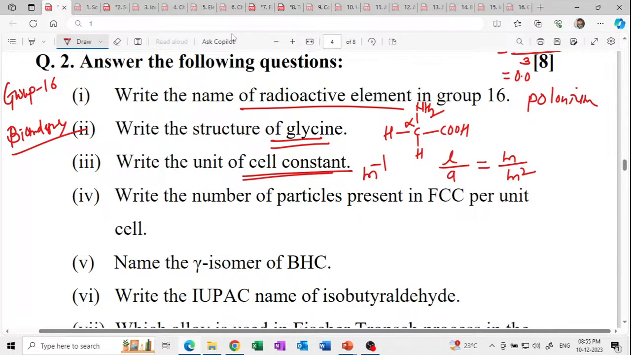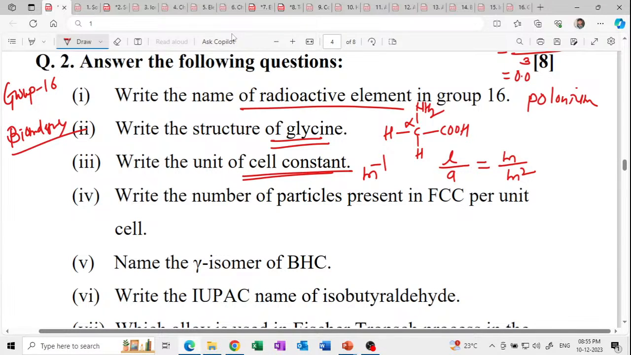Next is: write the number of particles present in an FCC unit cell. The FCC unit cell has 4 particles. Written as only the number 4, we'll get the answer. That's 1 mark. This is a question from solid state.